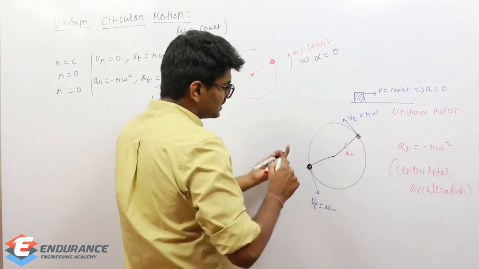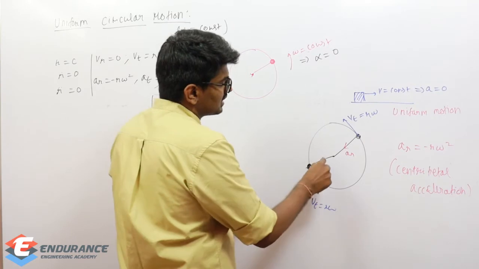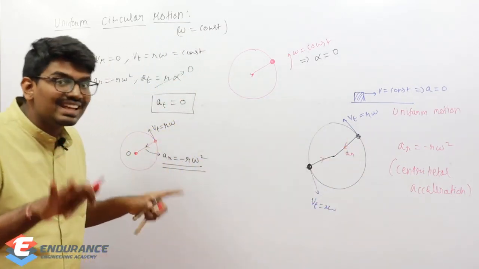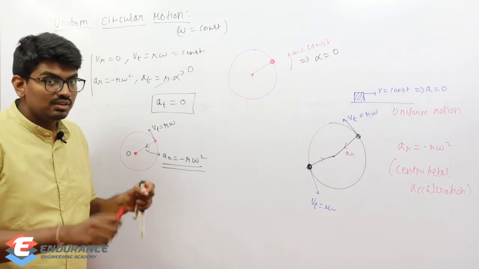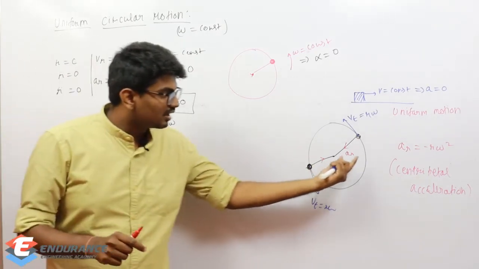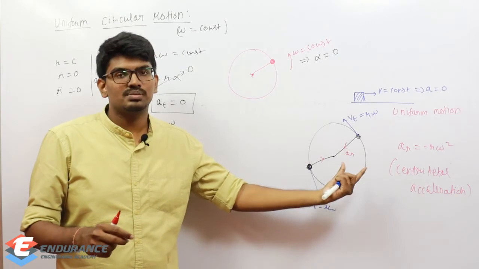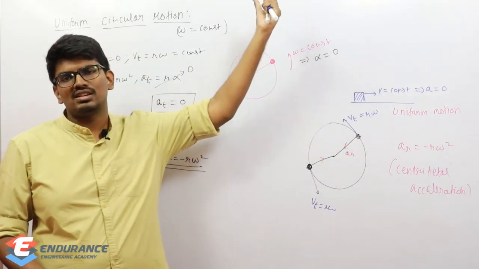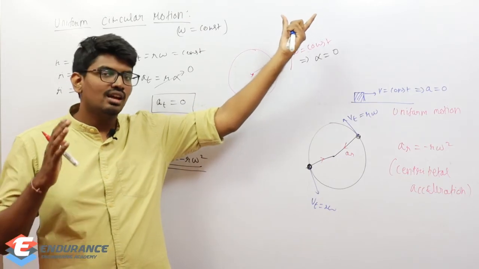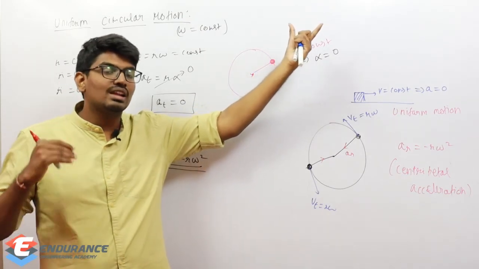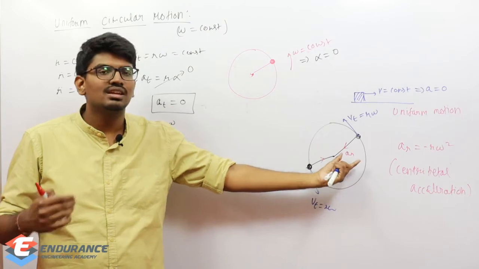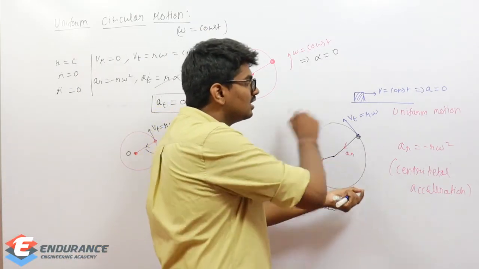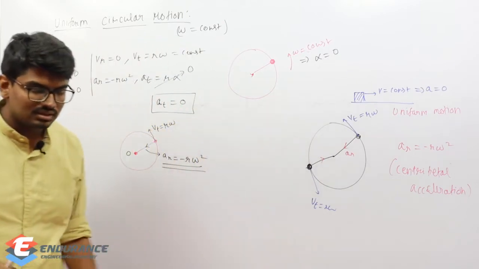So continuously this acceleration AR is changing the direction of the tangential velocity. Listen carefully: if there is no AR, if there is no centripetal acceleration, what will happen? This particle will happily travel in a straight line, in a linear fashion. And if circular motion has to exist, then there has to be centripetal acceleration that will rotate the particle in a circular motion.